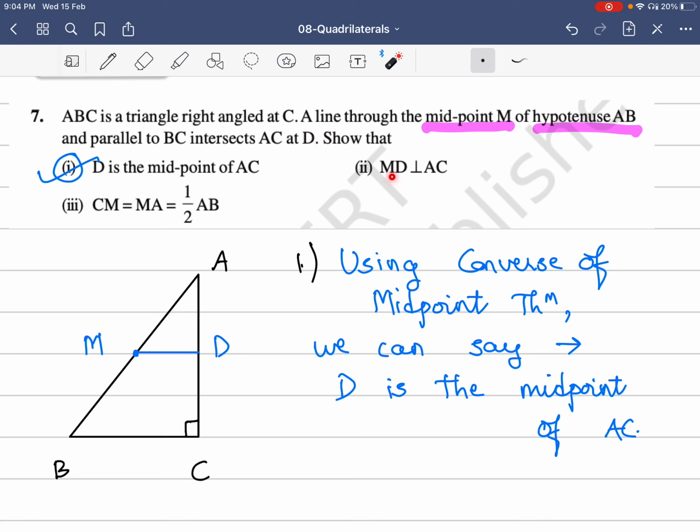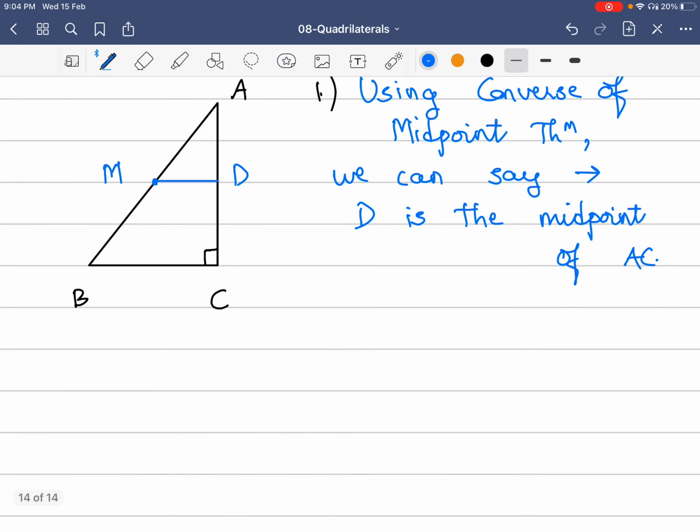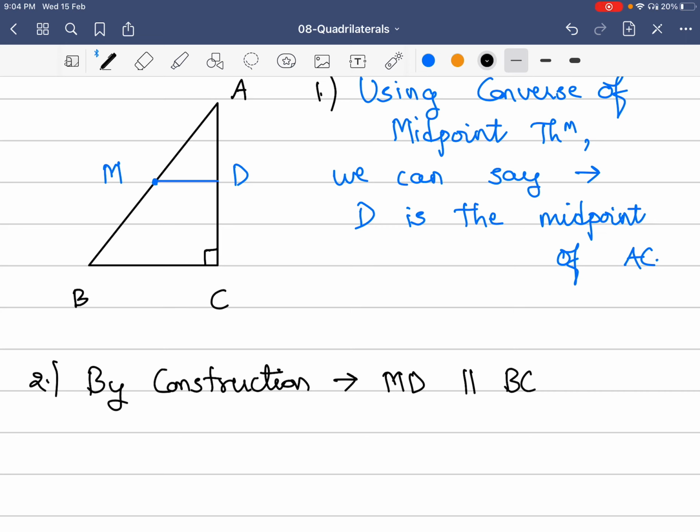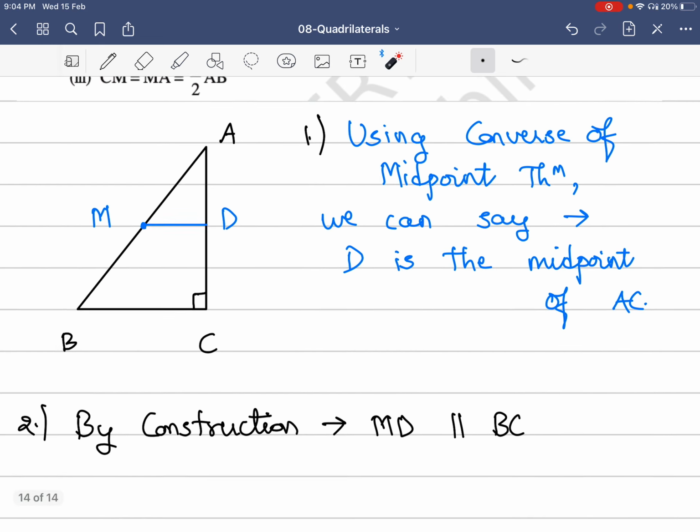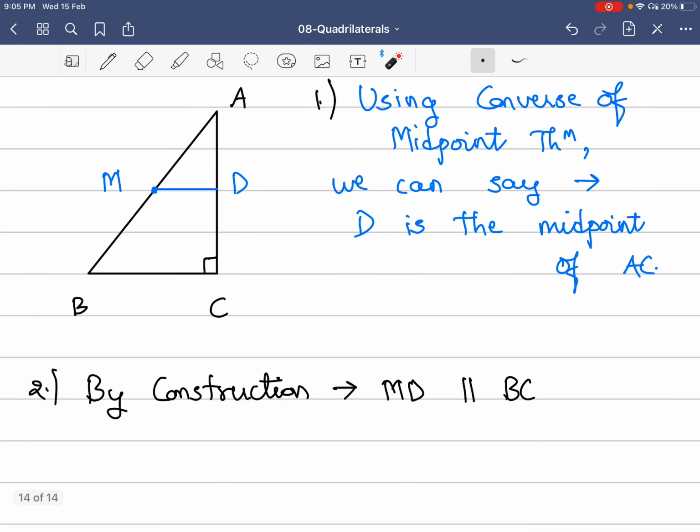Now the second thing. What does the second thing ask? That MD is perpendicular to AC. This line MD is perpendicular to line DC. Again, by construction, so let's come down and say point number two. By construction, we have MD parallel to BC. That is by construction. It was given in the question itself. So MD is parallel to BC.